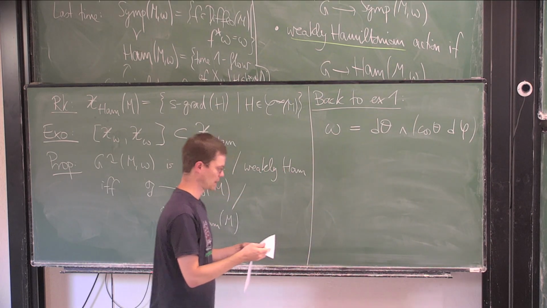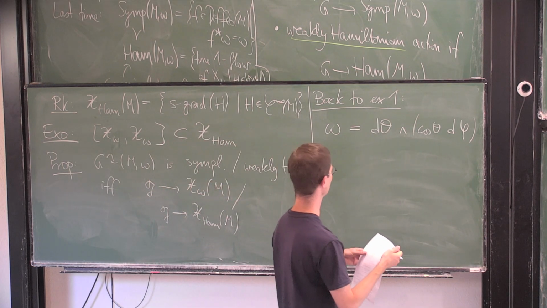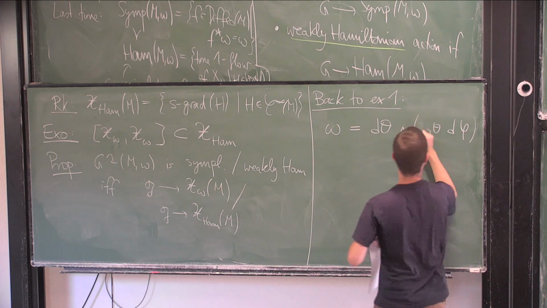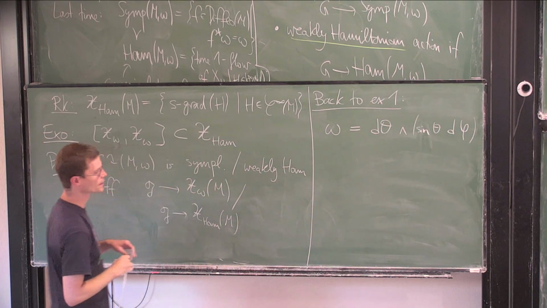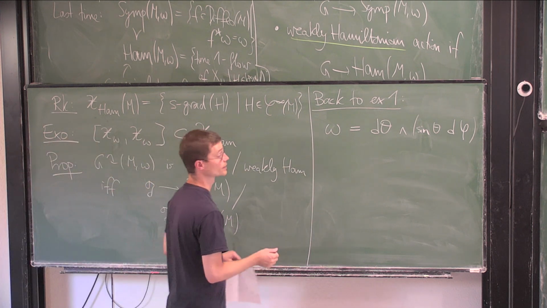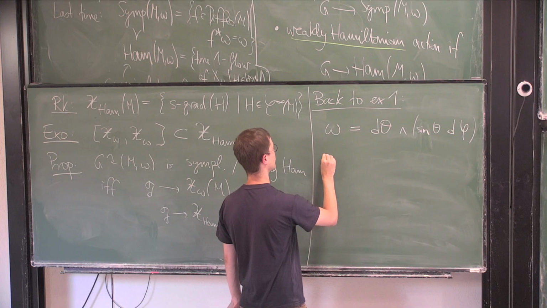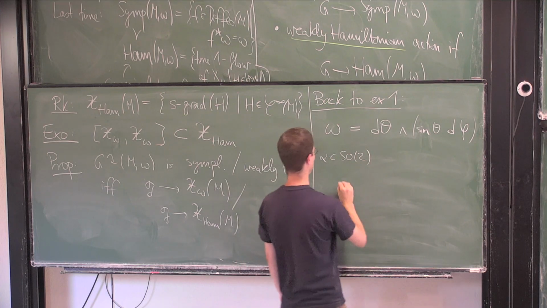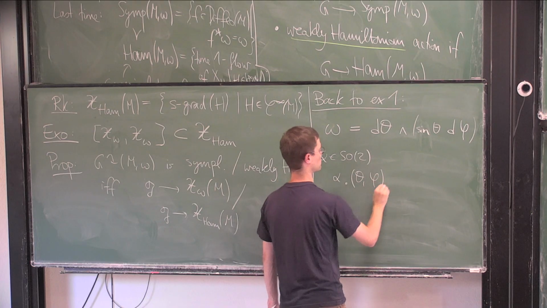No, I mean sine. Oh yeah, this is the sine. So this is the area form, and now you should think about what is the rotation. So I take alpha, an element of SO(2). So how does it act? How does it act on a point which is given in these coordinates?